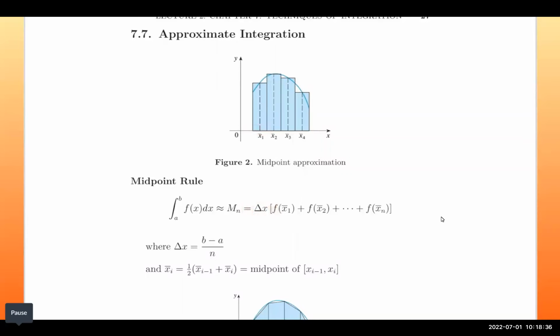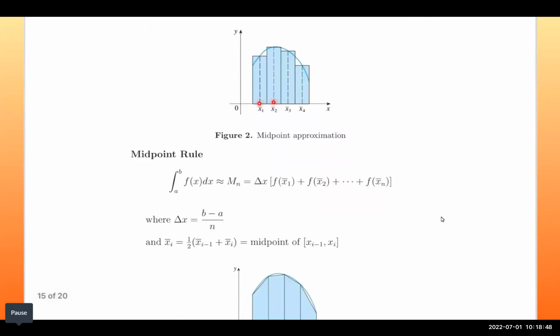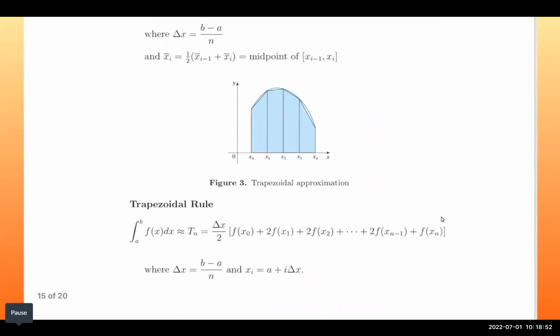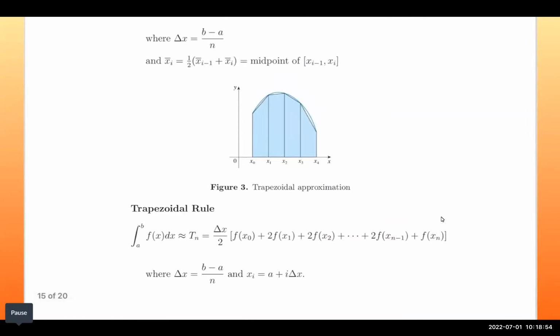So here's the base. Delta x is this length. And then the height of each function is given by f of x bar, where x bar represents the midpoint between these two endpoints. So there it is. All right, so notice that there's only 4 heights, 1, 2, 3, 4, when there's 4 rectangles.